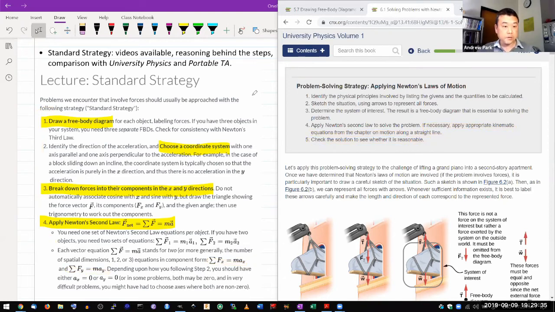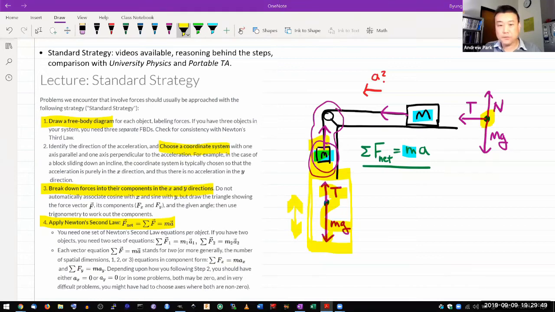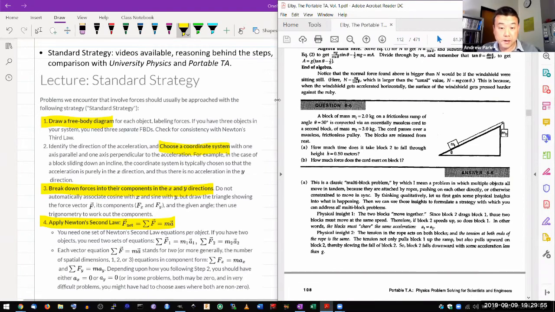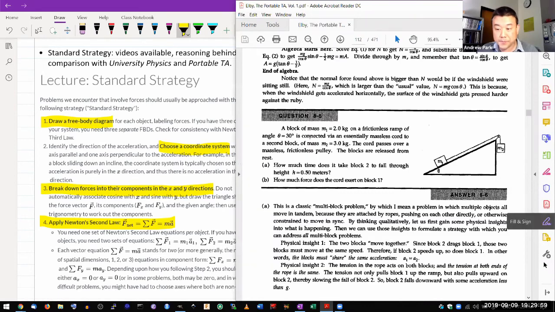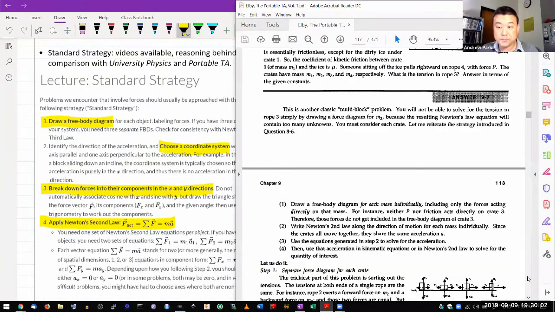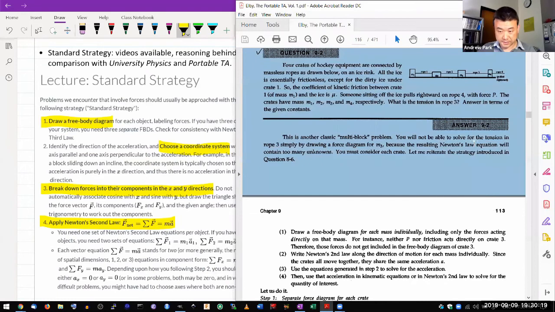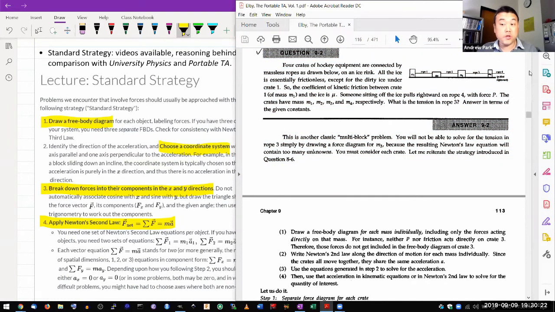Okay, so that's how it matches up with the textbook. Let me show you the example from the portable TA to show you how it matches up with what you will see in portable TA. I noticed this as I was writing up the think, pair, share activity for this week. When you look at the question for the think, pair, share activity this week, actually question 9-2, at least one of them is, it'll say, let me reiterate the strategy introduced in question 8-6. So let's go back to question 8-6 and look at what the strategy introduced is.